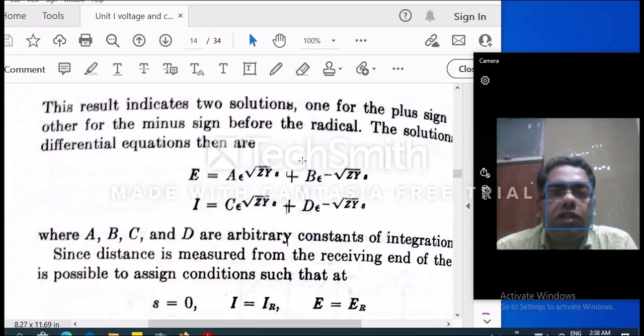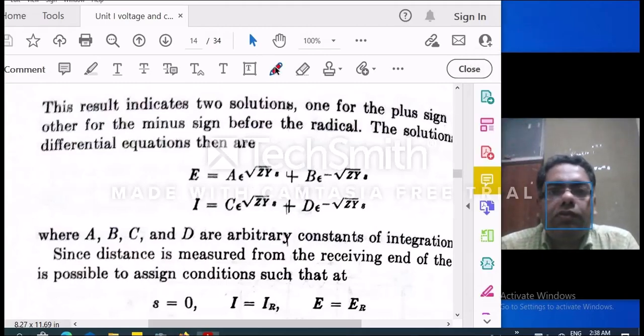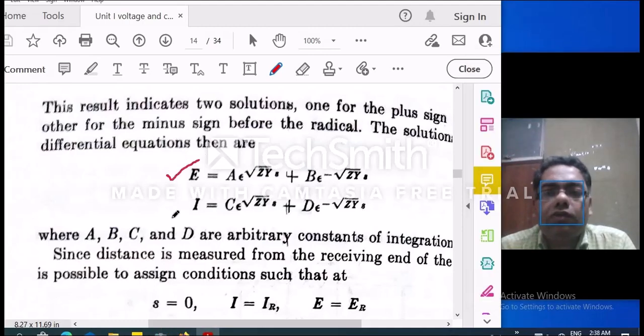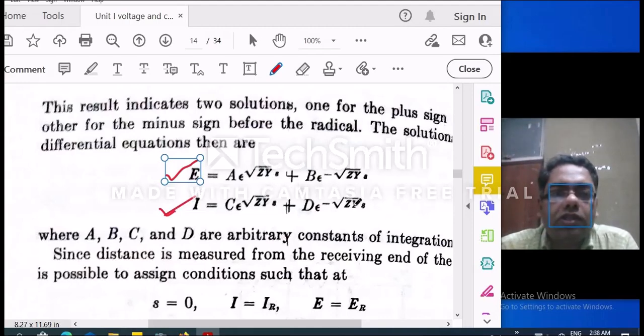So we have seen that the electric voltage and current has got two equations. We got for voltage and current on a transmission line. Now in this form, here A, B, C, D are constants.